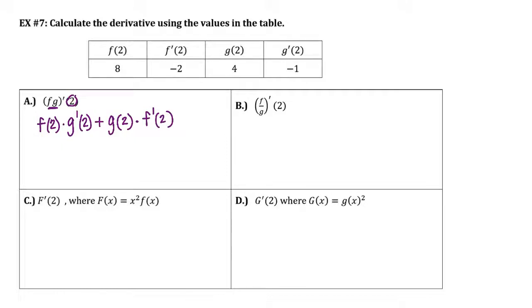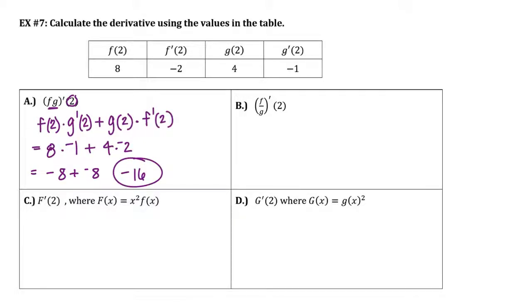And now let's go read our chart. So f at 2 is 8 times g prime at 2, which is negative 1, plus g at 2, 4, times f prime at 2, which is negative 2. So we're going to have negative 8 plus negative 8, and so my derivative is negative 16.